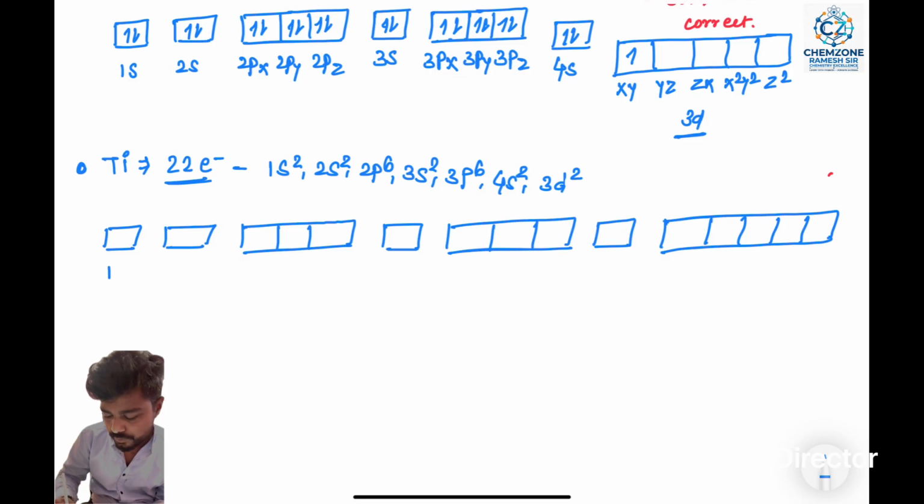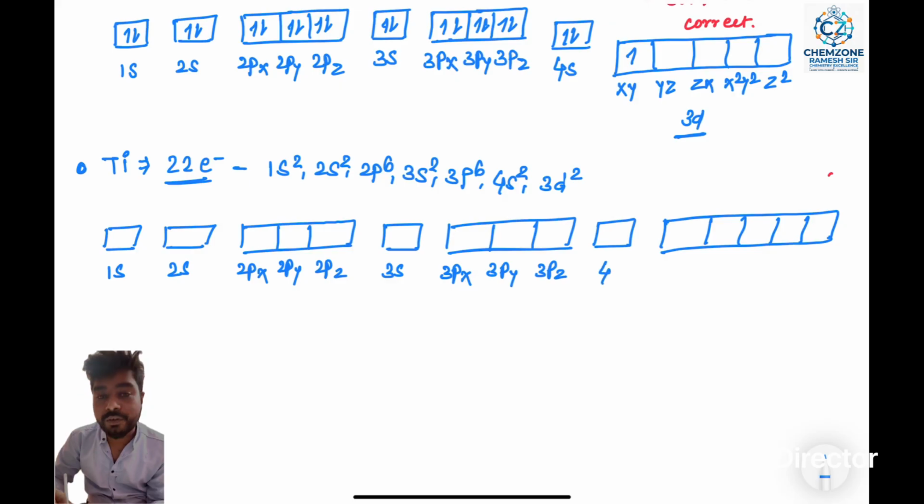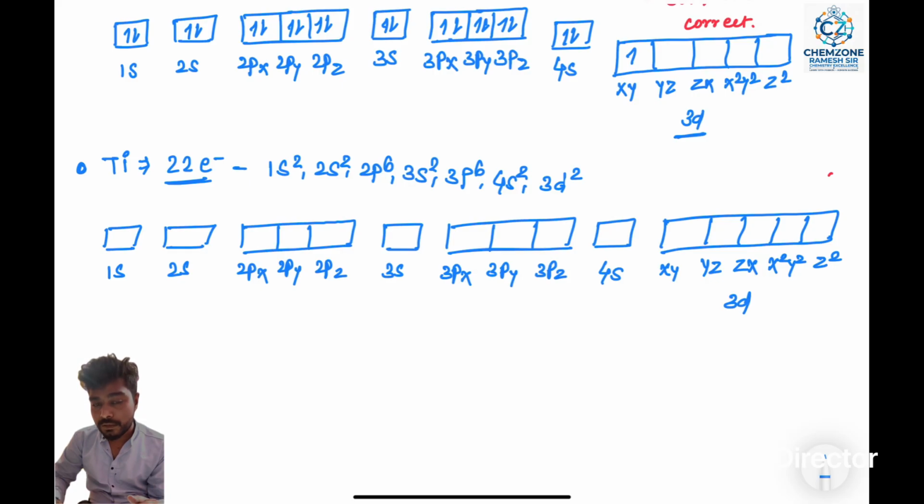Okay, 1s, 2s, 2px, 2py, 2pz, 3s, 3px, 3py and 3pz, 4s, xy, yz, zx, x square, y square and z square. Okay, so that is your 3d series, and this one is your 3p and this one is a 2p.